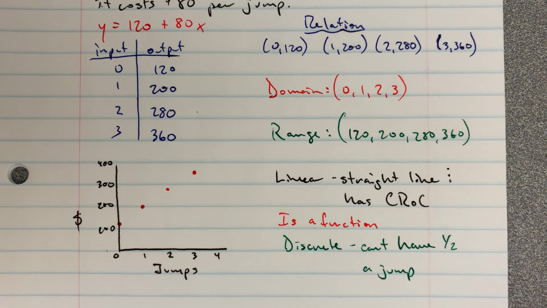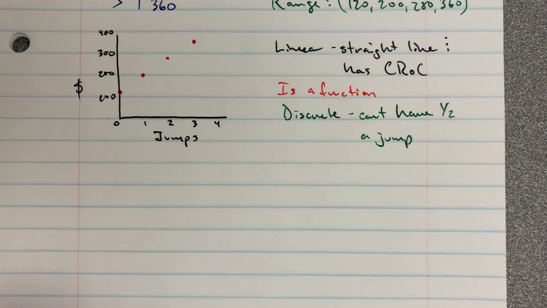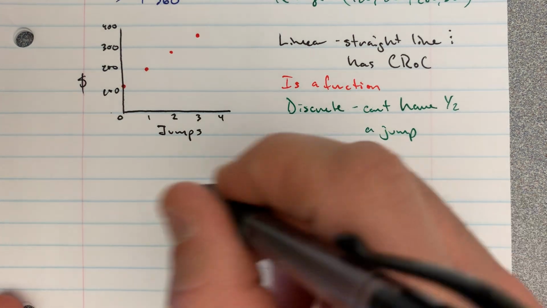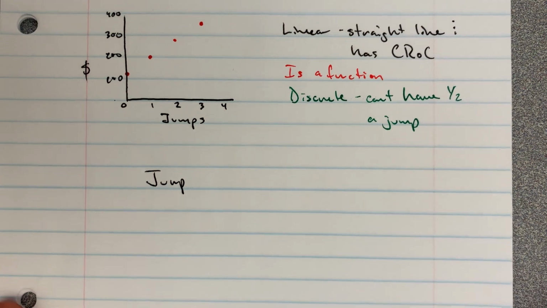The discrete or continuous data part: continuous could mean that the data could be a decimal, but obviously not in this situation. That's why it's discrete. The only other thing that we could do is create a qualitative graph based on your actual jump.